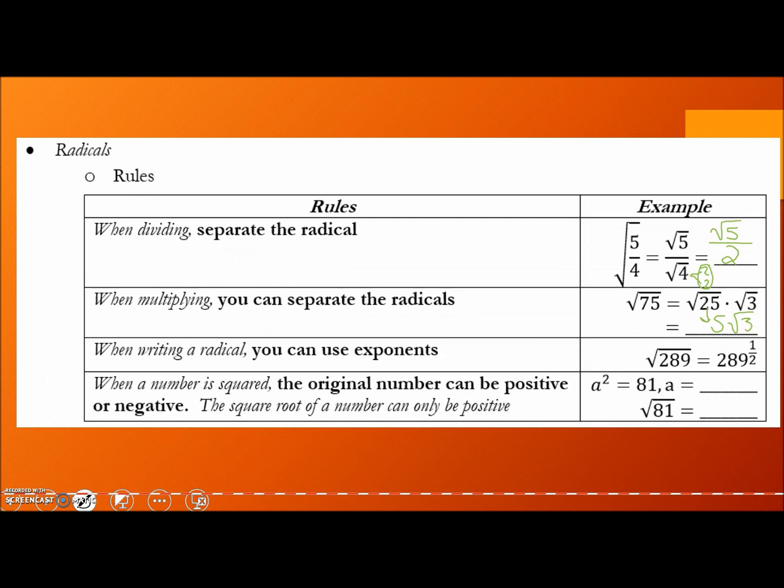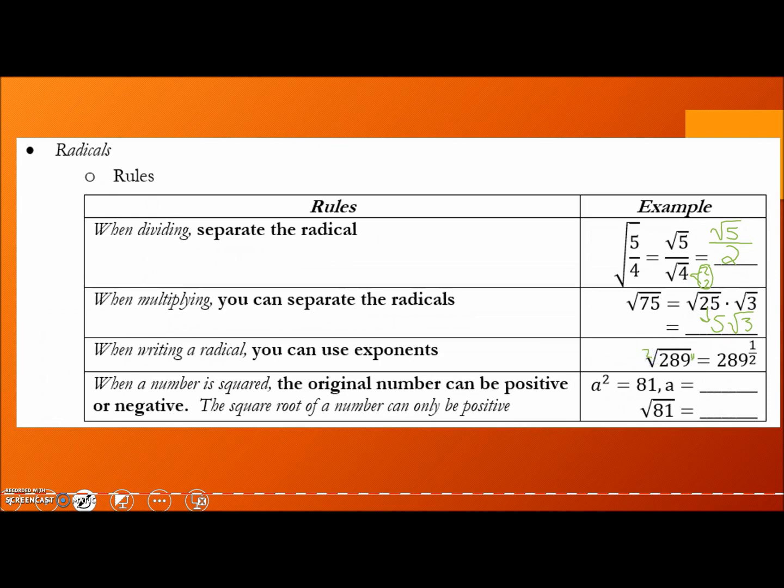When writing a radical, you can use exponents. This is something that you're going to see a lot on the SAT. So this square root of 289, sometimes they're going to rewrite it as 289 to the 1/2 power. So where that comes from is the exponent on the inside of the 289 is 1. So if there's no exponent there, it's 1. And then it's a square root, and they don't put the 2 on the outside.